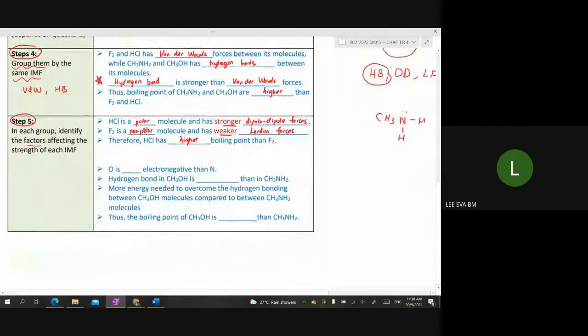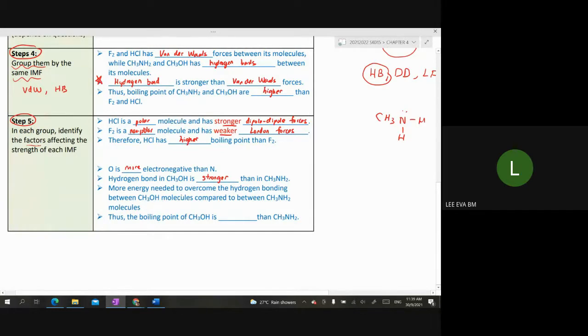Okay, how about the bottom one, when we're comparing the alcohol and the amine? So oxygen is more electronegative than nitrogen. So the hydrogen bond in CH3OH is stronger. So fill in the blanks.